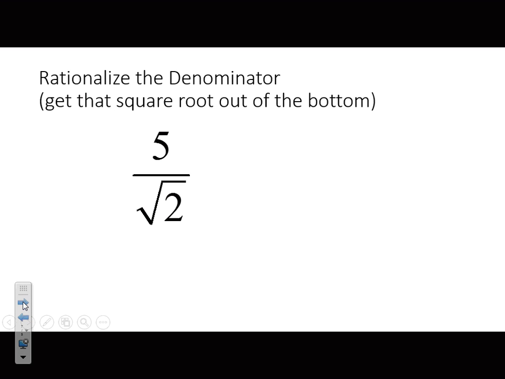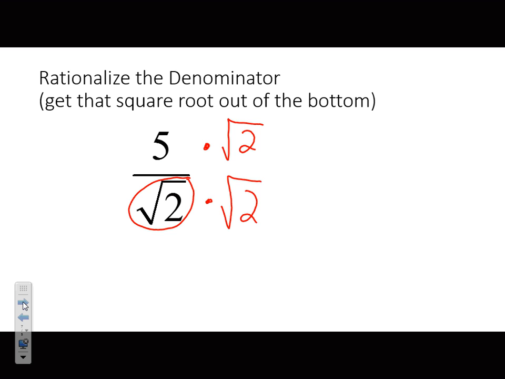Now, we know we can't have the square root on the bottom, so we have to get rid of this. How we're going to do that is we're going to take whatever's on the bottom, multiply it times the bottom, and multiply it times the exact same thing on the top. Whatever we do to the bottom, we have to do to the top.